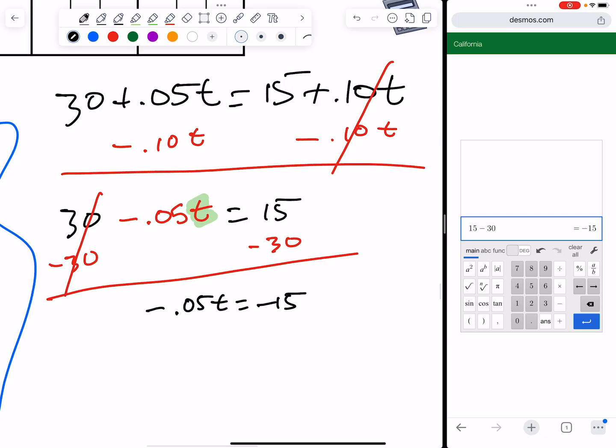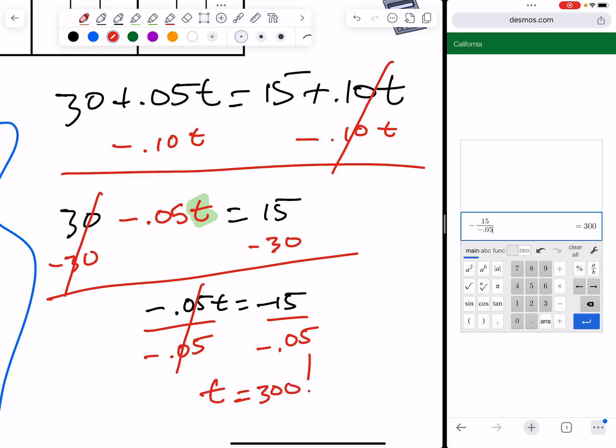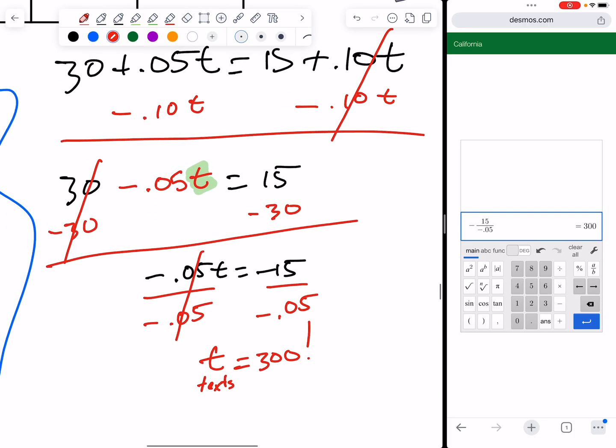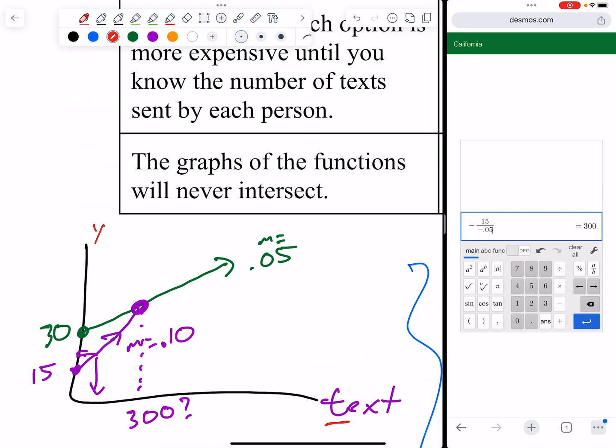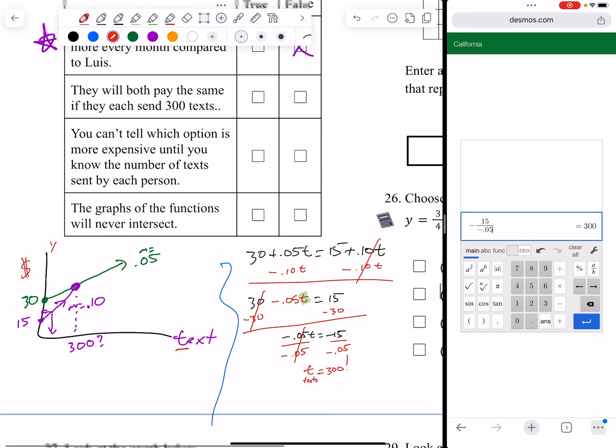Okay, not a big deal. Then divide both sides by negative 0.05, negative 0.05. So we got negative 15 divided by negative 0.05. And I get t is equal to 300. So at 300 texts, right, your y is the same. And my y in this case, when I graphed it, if this is texts, my y is money. All right. So will they both pay the same? Yes.